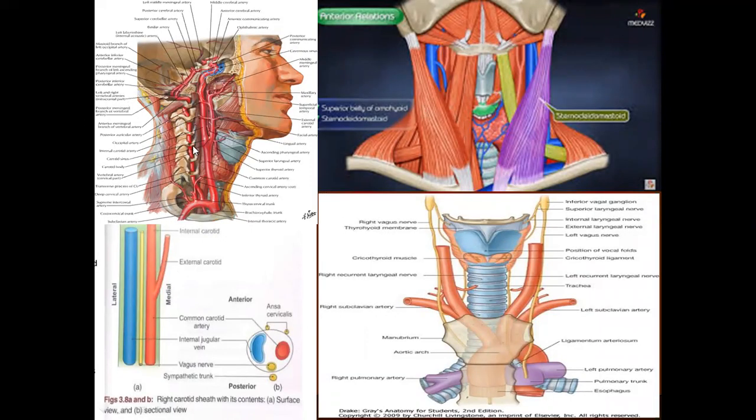These are the transverse processes of the cervical vertebrae, prevertebral muscles, and the vertebral artery and sympathetic trunk. These are the lateral relations, vagus nerve and internal jugular vein, and these are the medial relations, larynx, trachea, esophagus, and the lobes of the thyroid, which are also on each side. Here the lobes of the thyroid are present up to the fourth to fifth tracheal rings. So these are the medial relations, anterior relations, posterior relations. These are the lateral relations.